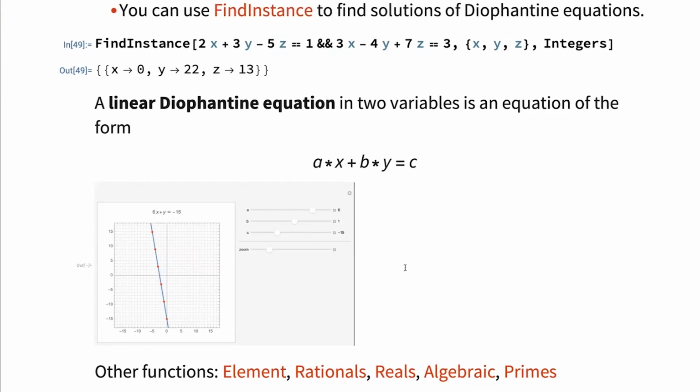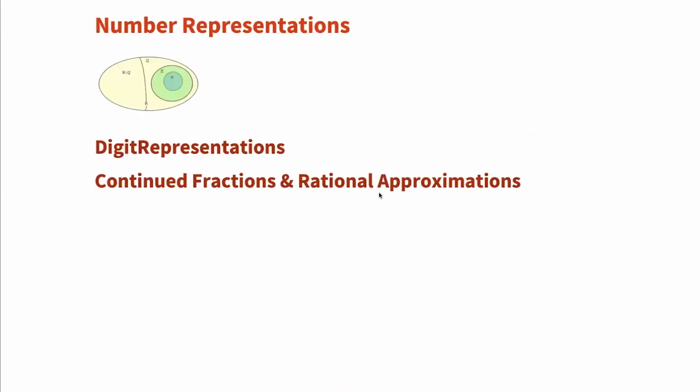So other functions that we use here that are useful are element, rationals, reals, algebraic, and primes. Okay, number representations. So far we talked about natural numbers, but of course there are so many other kinds of numbers, and let's see how natural numbers and other numbers are represented and how we can represent them.